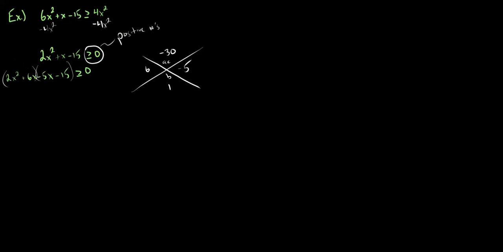In this first group, between 2x squared and 6x, I can factor out a 2x. When I factor out a 2x, I'm going to have x plus 3. And between -5x and -15, I can factor out a -5. Factoring out -5 becomes 1x plus 3. Notice I have that x plus 3 happening twice, so I can factor that out, and my other factor is made up of the 2x minus 5.